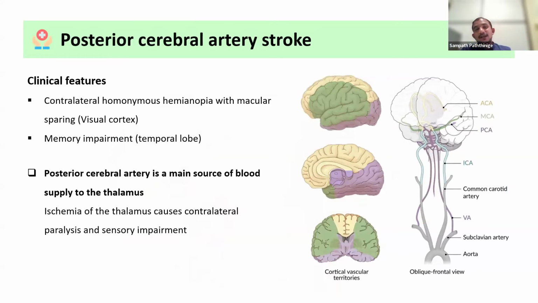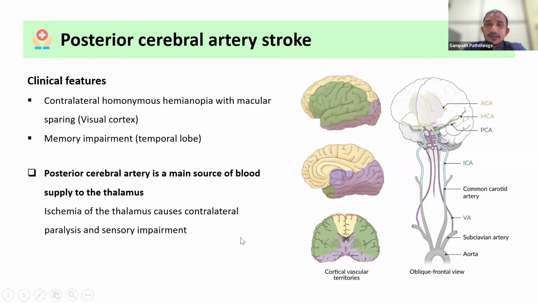Yeah, posterior cerebral artery stroke is mainly about the visual problems, right? But also you know that it is supplying the lower part of the temporal lobe in the medial aspect, and the majority of the temporal lobe is from the posterior cerebral artery, so it affects the memory functions as well. So they will have the amnesia, right? And another important thing is the posterior cerebral artery is the main supply to the thalamus as well, right?